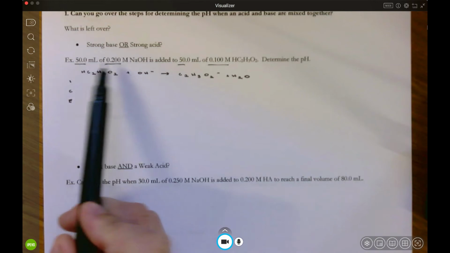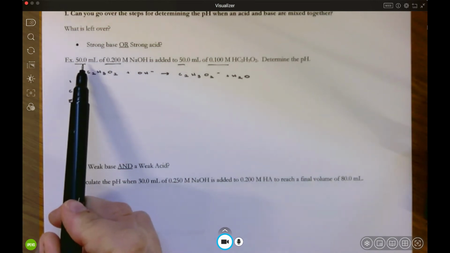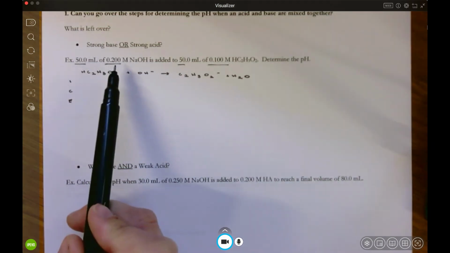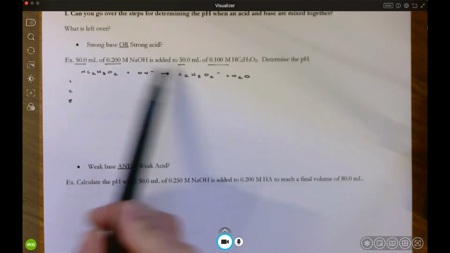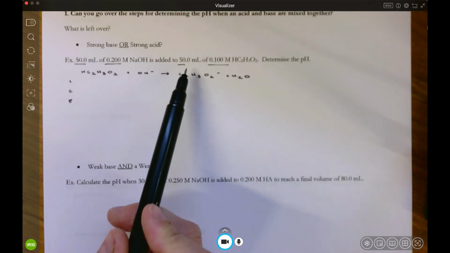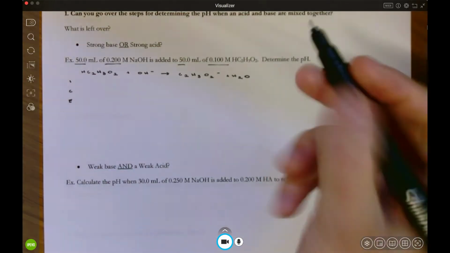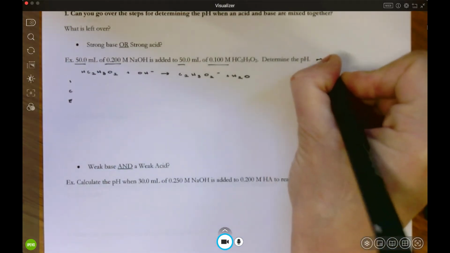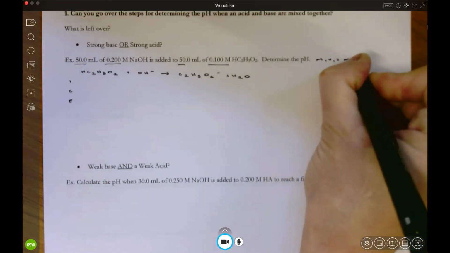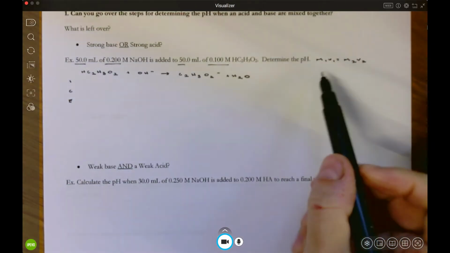As soon as you add two solutions together, regardless of whether their volumes are the same or not, that's going to change the concentration of those solutions. Initially the volume of the sodium hydroxide was 50 mL and its concentration was 0.2. If I add it to acetic acid, its new volume is going to be 100 mL, and that's going to decrease its concentration. So that's when you need to use the formula M1V1 equals M2V2. That's the only time you use that.